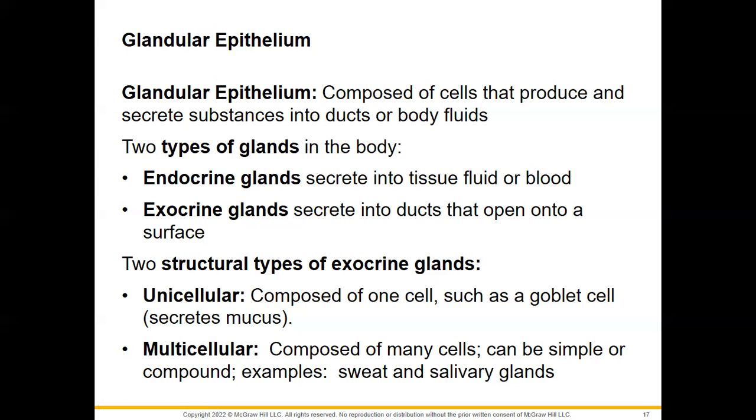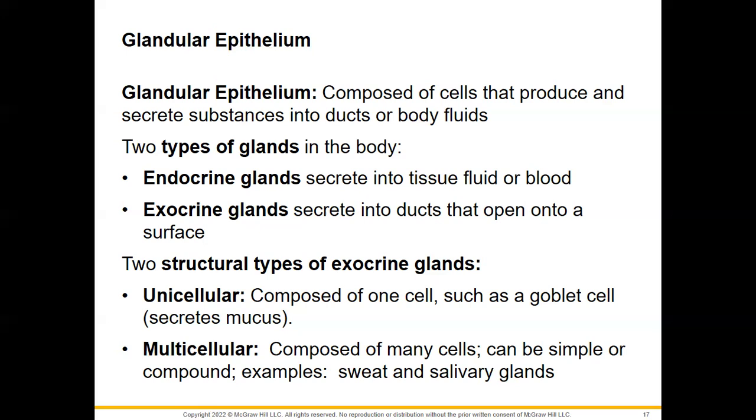For example, exocrine glands are things like your tear glands. The tears are produced by the tear glands. The tear duct will then carry that directly to a body surface. In that case, it's the eye. Your sweat glands, same idea. Sweat glands will produce sweat, secrete it directly onto a body surface, your skin surface, through a duct.